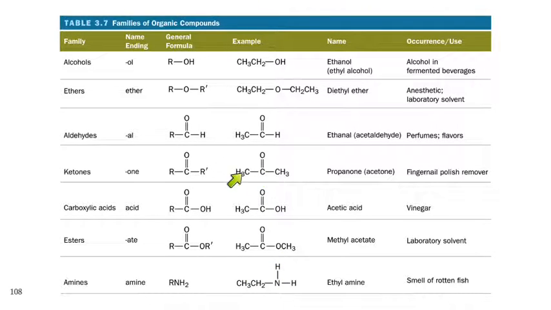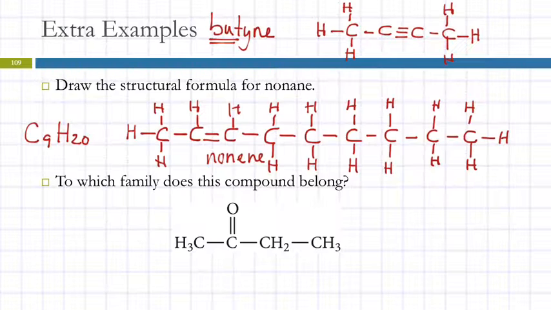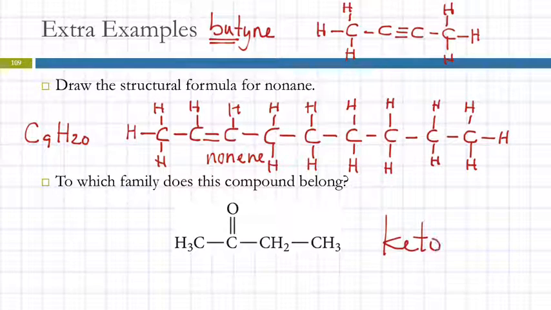Here, this carbon is bonded to other carbons. This carbon is only bonded to one other carbon. So this is the winner, that's a ketone. So this is a member of the ketone family. Again, I wouldn't ask you to do that on an exam. Any questions?